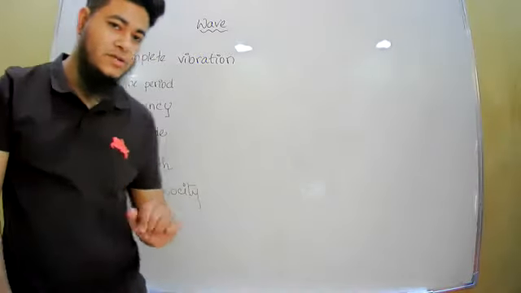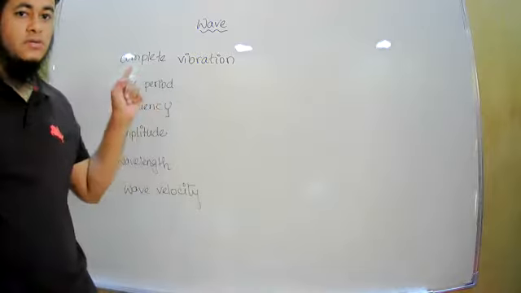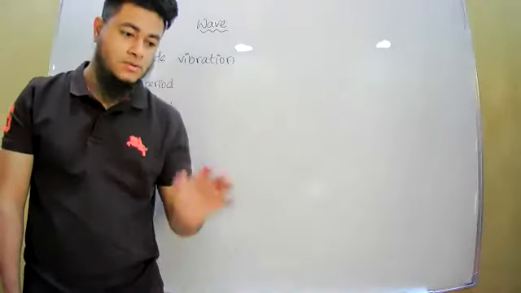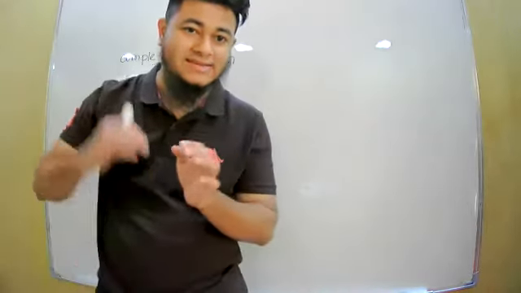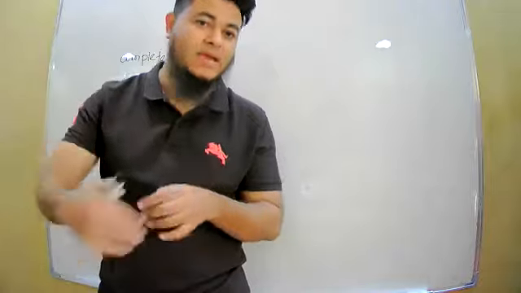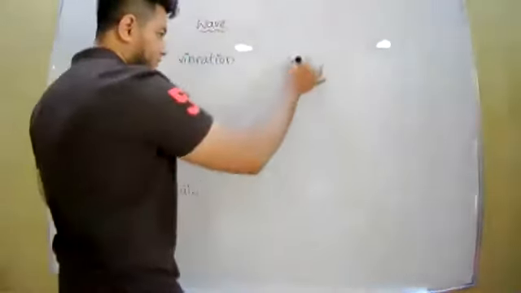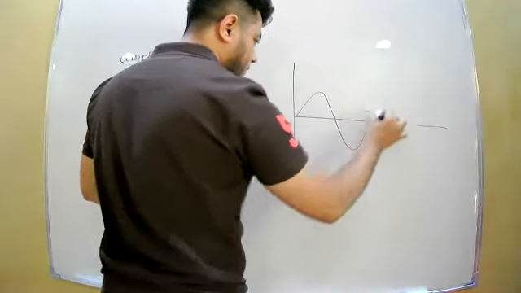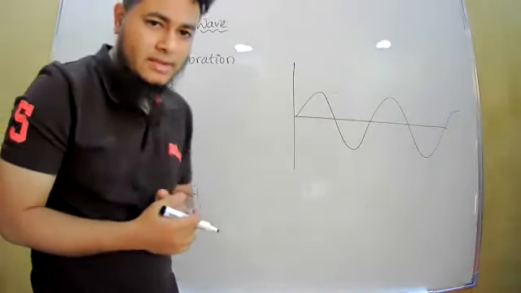So as I already said, today we're going to discuss some terms that are related to waves. The first term is complete vibration. The definition goes like this: the part of the vibration that is repeated again and again is called a complete vibration. Let us say we are observing a transverse wave. So which part is being repeated again and again?